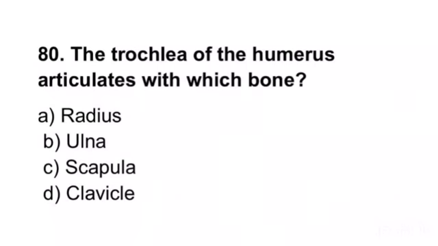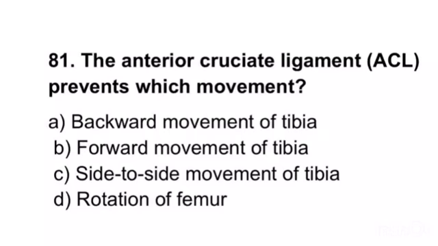80. The trochlea of the humerus articulates with which bone? A. Radius. B. Ulna. C. Scapula. D. Clavicle. Answer, B. Ulna.